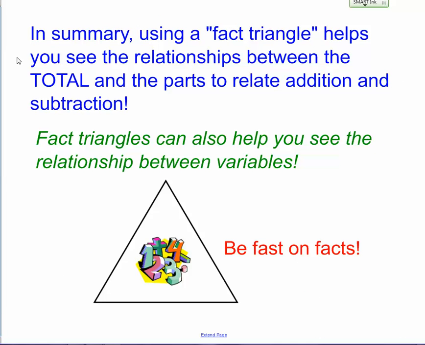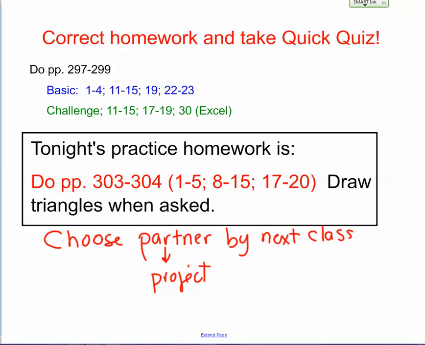And then just to summarize, the fact triangle helps you see the relationships between the total and the parts, so you can relate addition and subtraction. Fact triangles can also help you see the relationship between variables, and that's what you're going to need for our next lesson. All right, and then you just took your quiz today, and you had plenty of time for it.